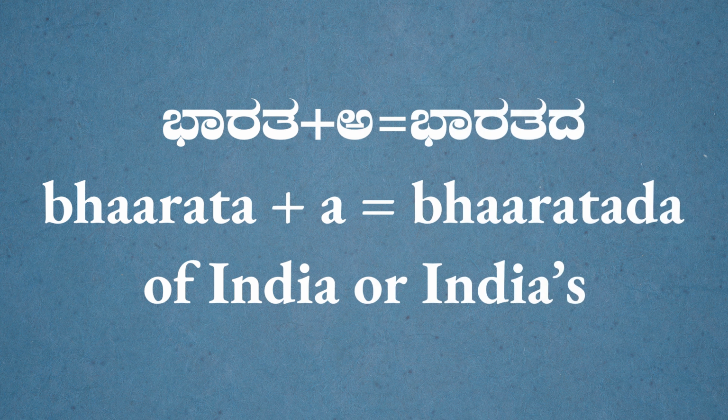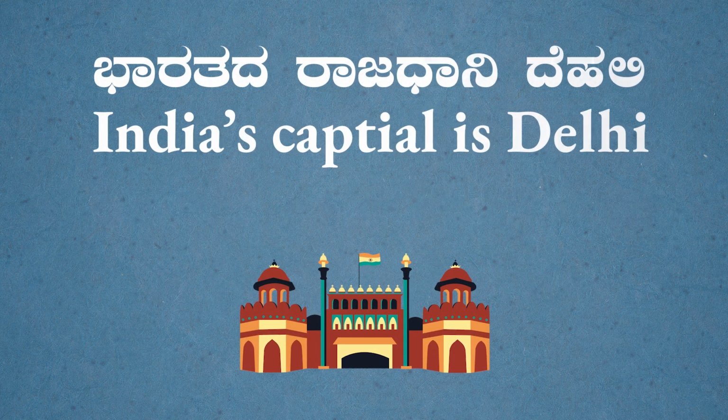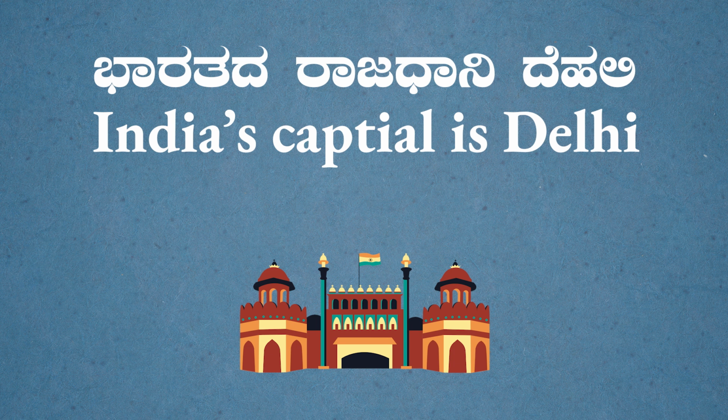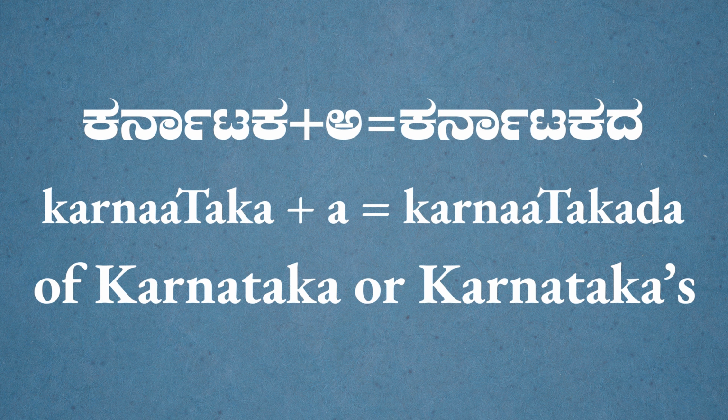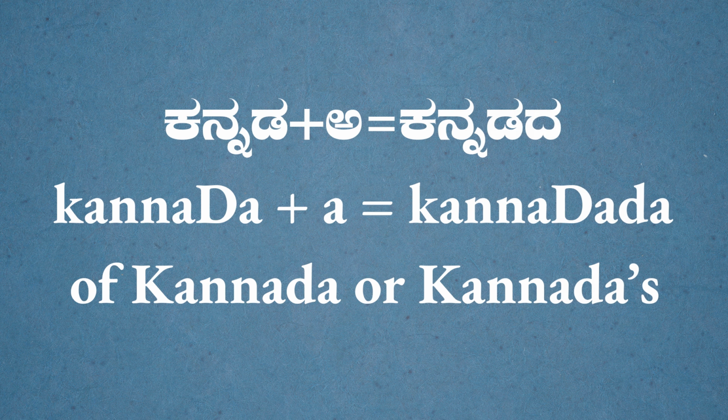Bharata plus a becomes Bharatada, which means "of India". Bharatada Rajadhani Delhi, India's capital is Delhi. Karnataka plus a becomes Karnatakada, which means "of Karnataka". Kannada plus a becomes Kannadada, which means "of Kannada".